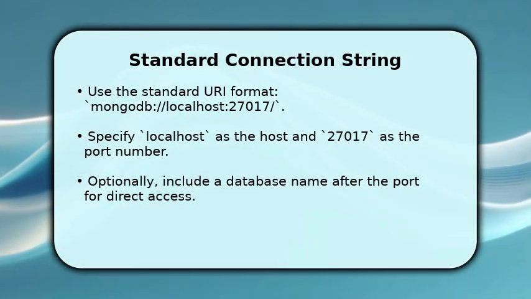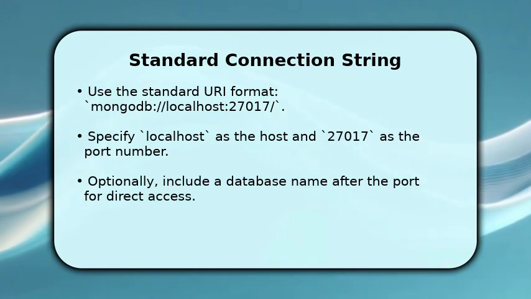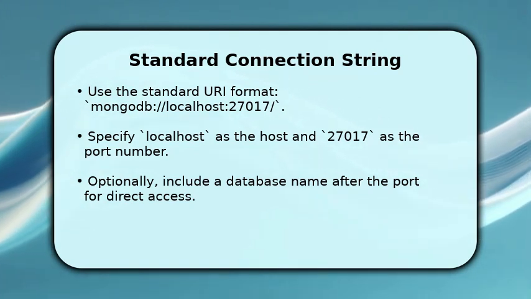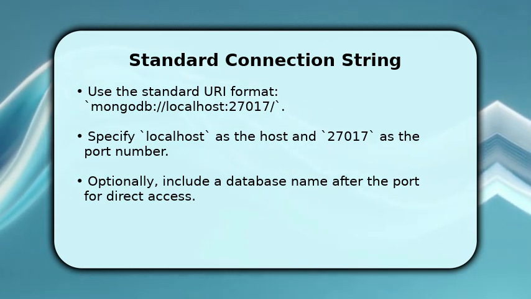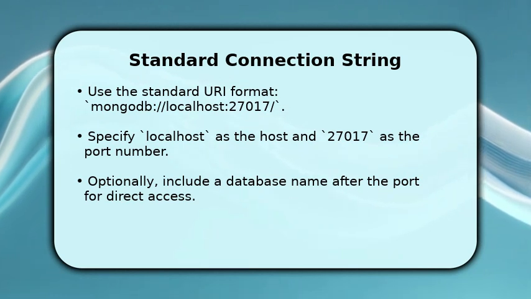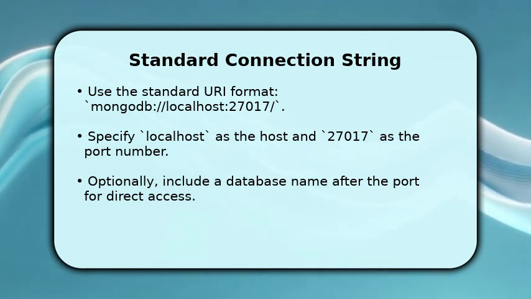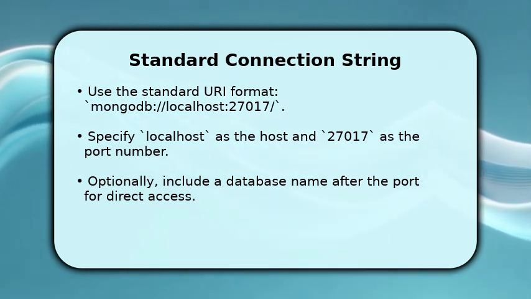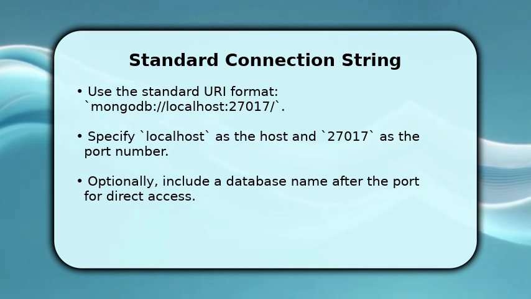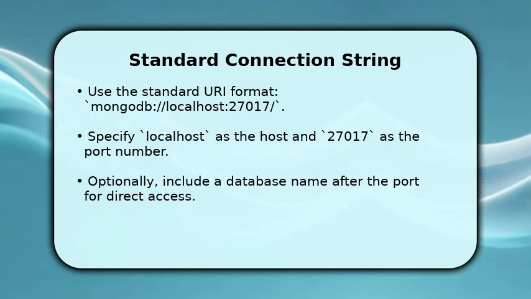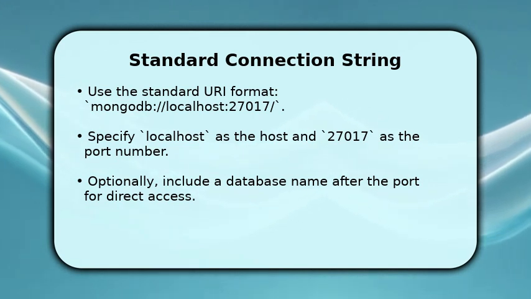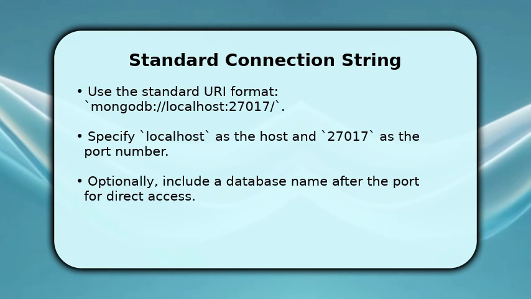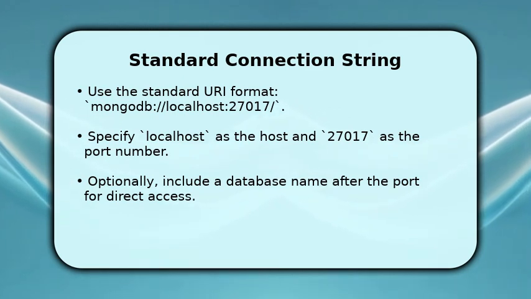The most common and direct way to connect is by using a standard connection string. This URI typically starts with mongodb:// followed by localhost and the default port 27017. For example, mongodb://localhost:27017/. You can also append a specific database name to this string, like mongodb://localhost:27017/mydatabase, to connect directly to it. This string tells your application exactly where to find the MongoDB instance.